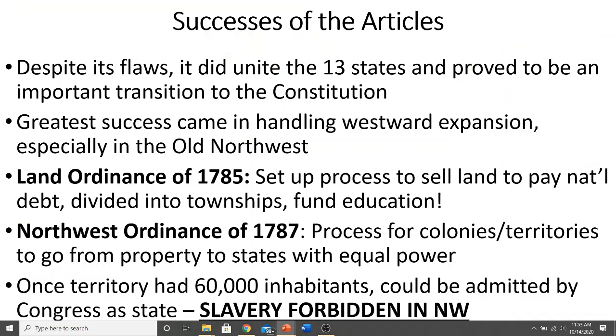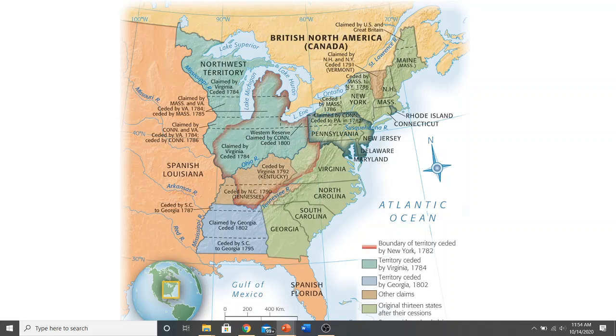Anyways, so the 2 major laws that helped set up this process of westward expansion were the Land Ordinance Act of 1785. 1785 set up a process to sell land to pay the national debt off. So first, if you go back to this map, we see that land of the West had to be given up by Virginia, by New York, Connecticut. They have to give up their claims to this land so the nation can prosper.